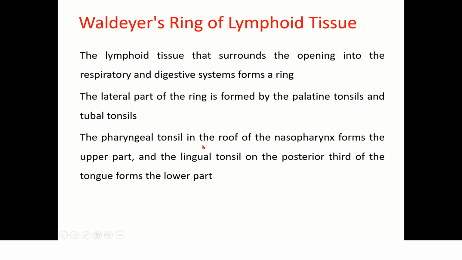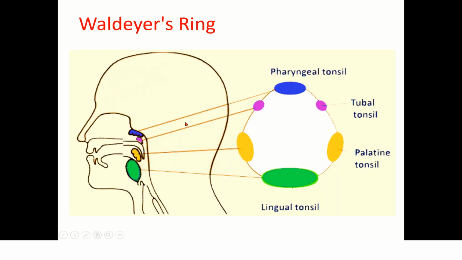Then the pharyngeal tonsil is in the roof of the nasopharynx, which forms the upper part of the Waldeyer's ring. And the lingual tonsil is on the posterior third of the tongue, which forms the lower part of the Waldeyer's ring. So we can see in this diagram. This is the pharyngeal tonsil, that is called nasopharyngeal tonsil or adenoids. This is the tubal tonsil, this is the palatine tonsil, and this is the lingual tonsil.